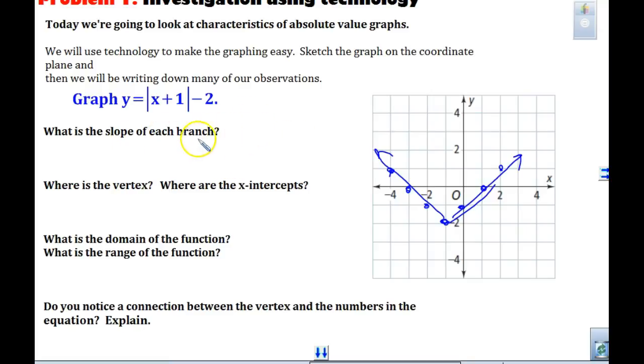So the first question says, what's the slope of each branch? Devin, what's our slope of each branch? If I wanted to go from rise to run, keep going up here, what would I have the slope of this side is? Okay, it's going to be a positive one, right? Positive. On the other branch, we're going down this side, Hannah, what's my slope?